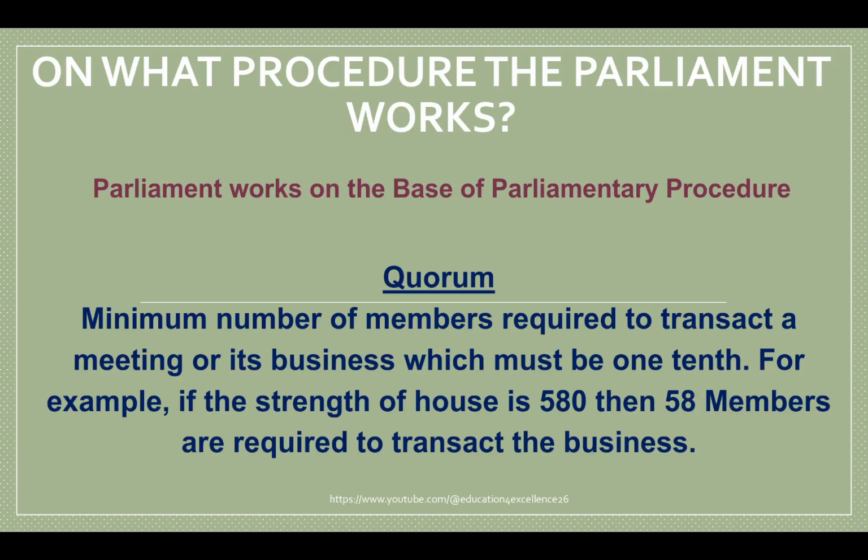Parliament works on the basis of parliamentary procedure. Already I told you this. Under this, the second parliamentary procedure is quorum. The minimum number of members required to transact a meeting or its business must be 1/10. For example, if the strength of the house is 580, then 58 members are required to transact the business.